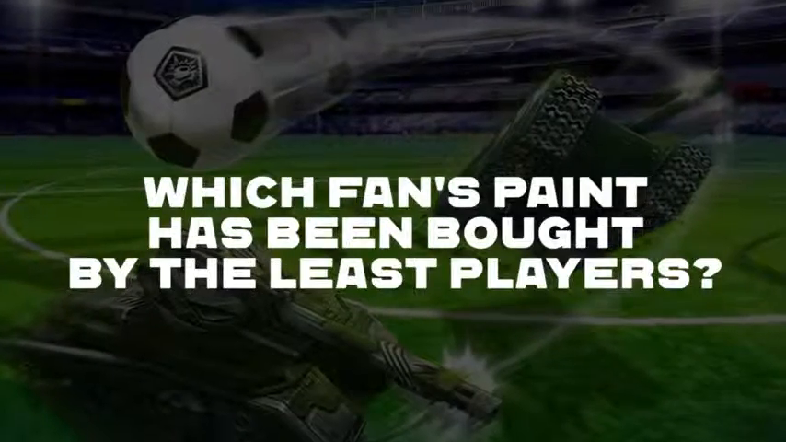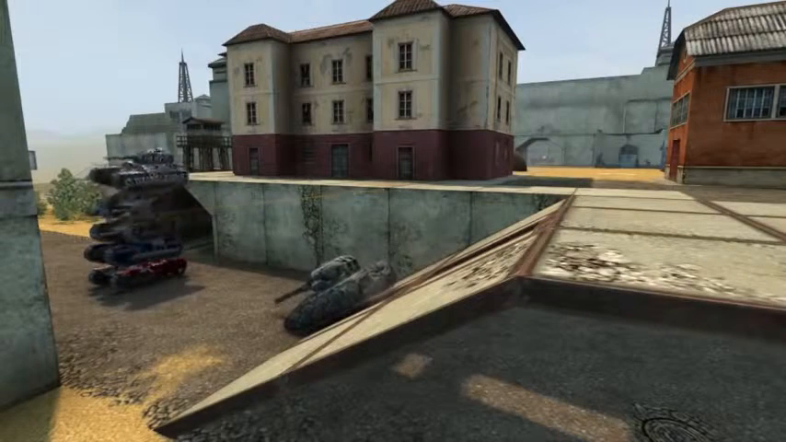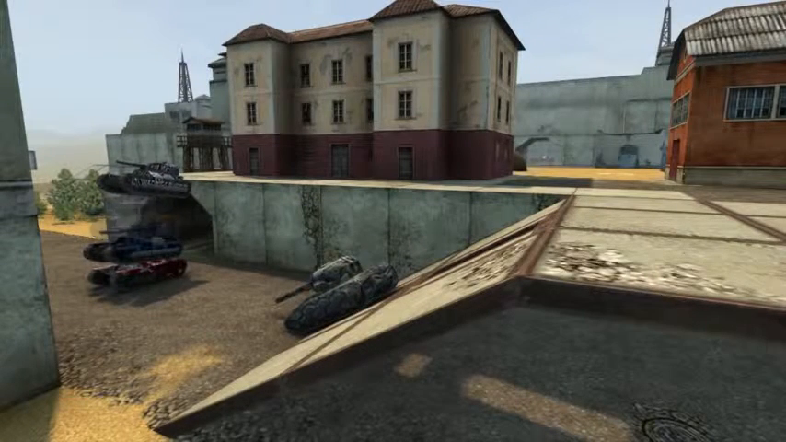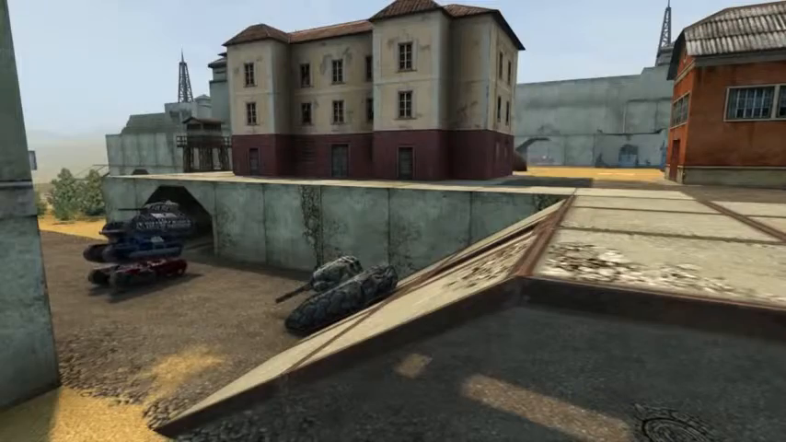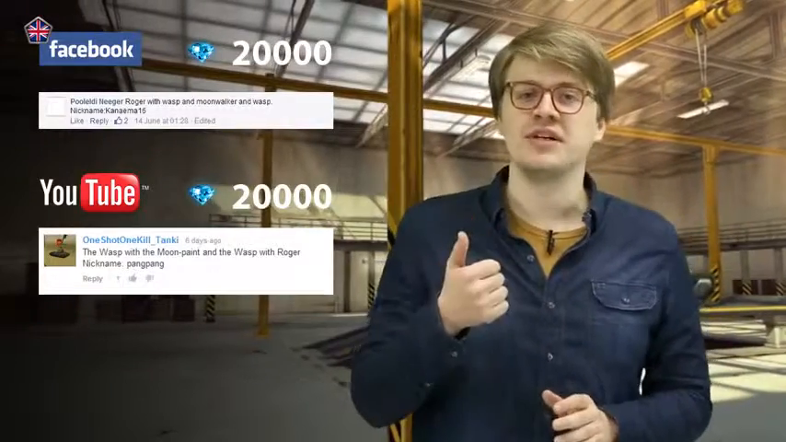Which fans' paint has been bought by the least players? Tell us in comments on YouTube and Facebook. Last week we asked you who will be destroyed by a railgun. The answer is kind of complicated, as 2 tanks exploded in Moonwalker and Roger paints. That was a tricky question, so tricky in fact that we only have winners in some of the media. Well done.